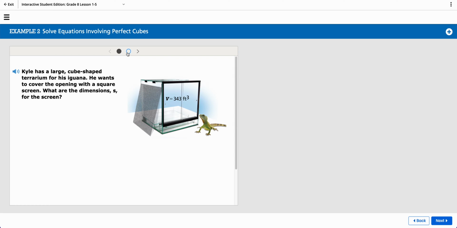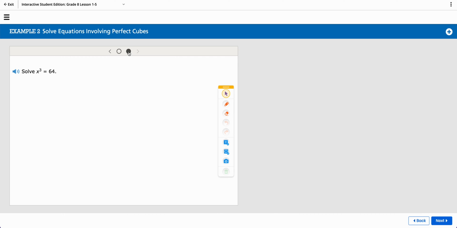All right, so solve x cubed equals 64. If we have x cubed equals 64, we need to take the cube root of x cubed, which means we need to do the cube root of 64. So x is 4. And that's it. X is 4. We don't do a minus. Everybody good? All right.